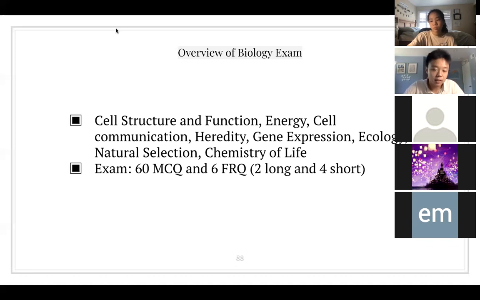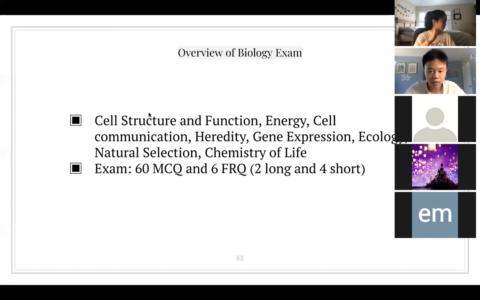Cell communication, so the different pathways of how a receptor can tell you what's going on in your body, and how cells talk to each other. Heredity, I think this is where you do your Punnett squares and all that. Gene expression, so I think this is DNA replication, transcription, and then translation of how your DNA in your body or in your cells can be transformed into proteins that can do work.